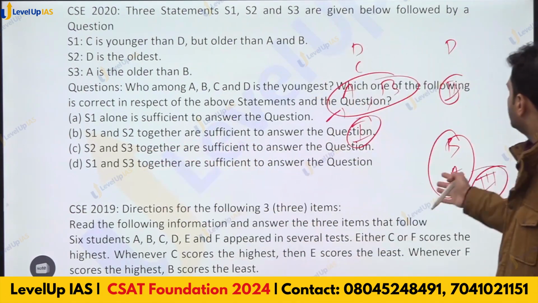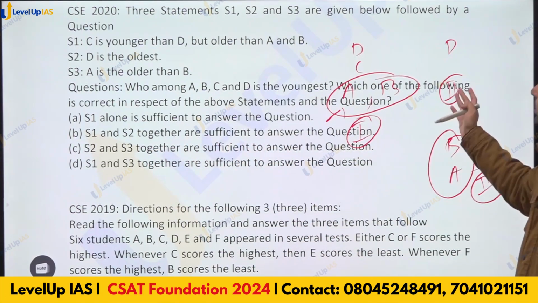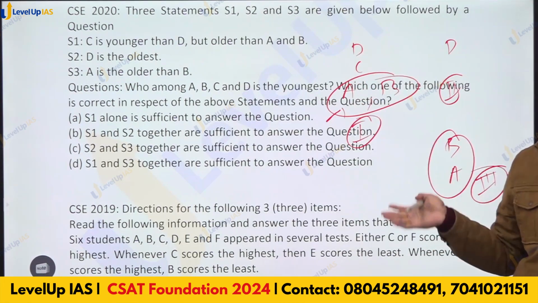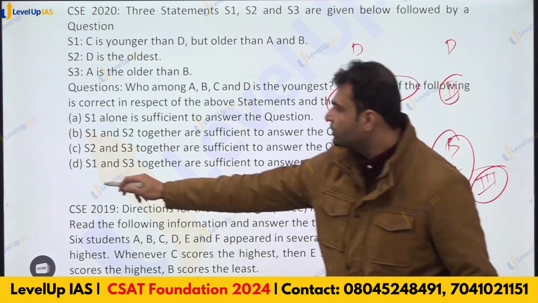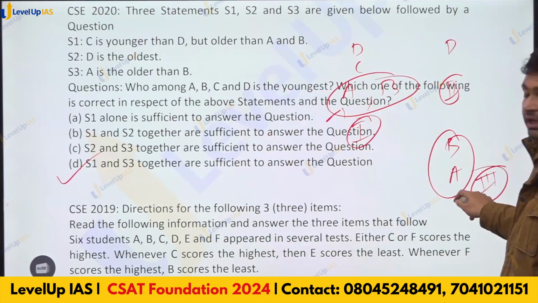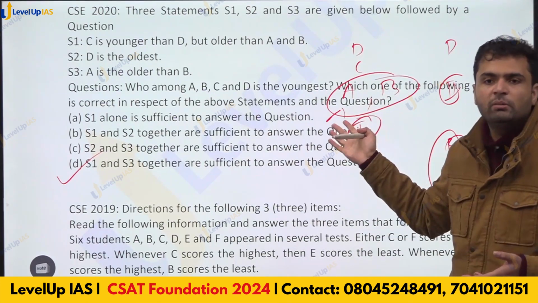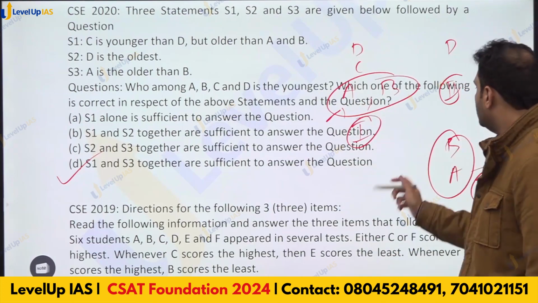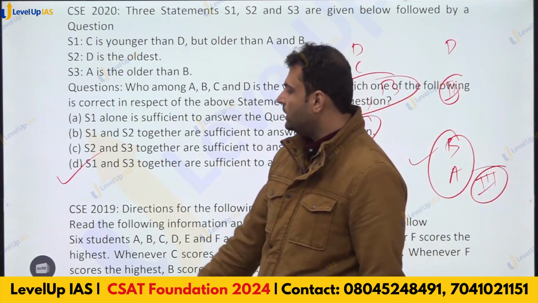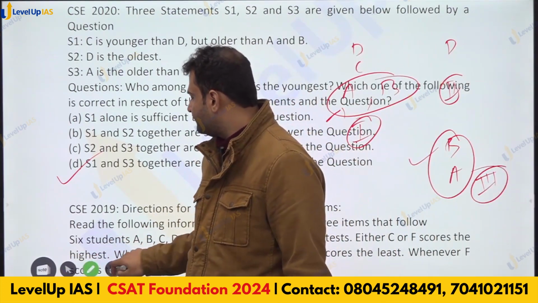Statements 2 and 3 are not sufficient, because you don't know the relation with C. Where does C figure in all these things? But option D, 1 along with 3, definitely gives you the answer, because you just wanted a relation between A and B in statement number 1, which is provided by statement number 3. The answer here would be D.